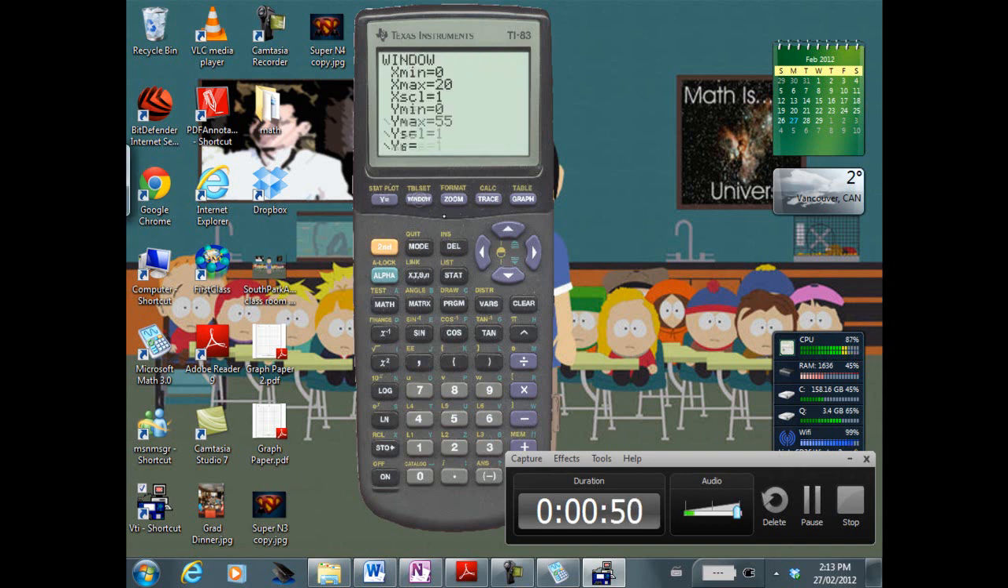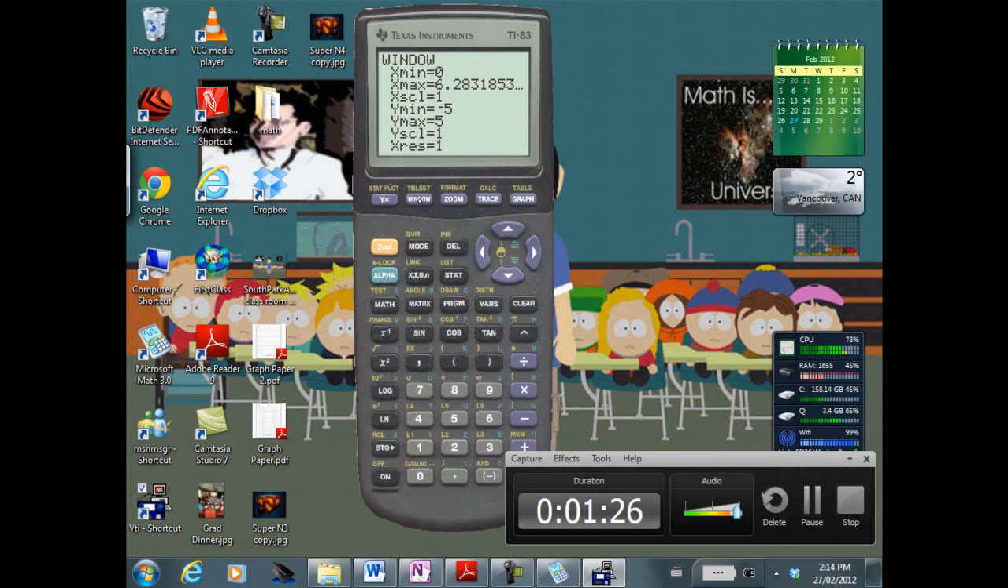Under Window, I want you to change X min to 0. X max, we're just going to do 2 pi, because standard's 2 pi. Y min, we'll change it to maybe -5. Y max, we'll change it to 5. There's a reason I'm using those numbers. I'll show you later. Make sure your scale matches my scale. And that's all it is, right there. Yep, all 1.